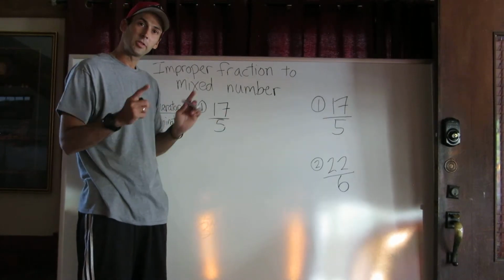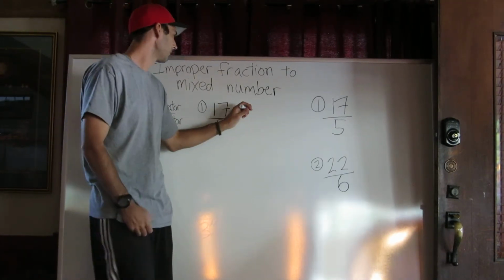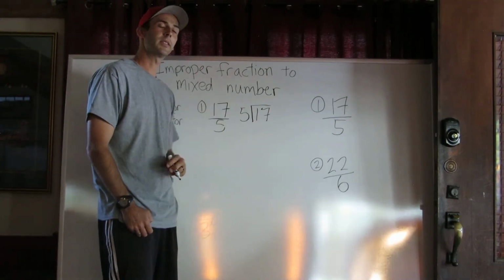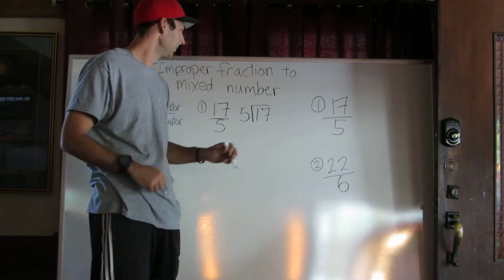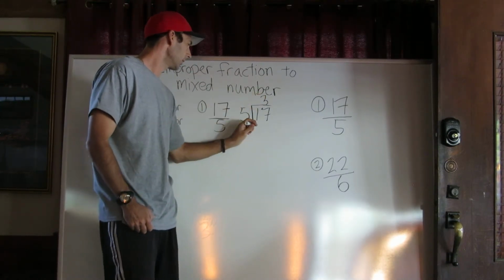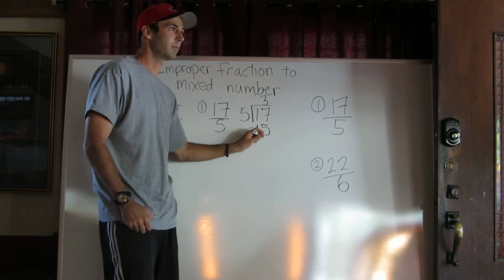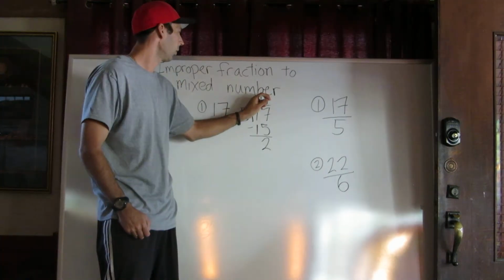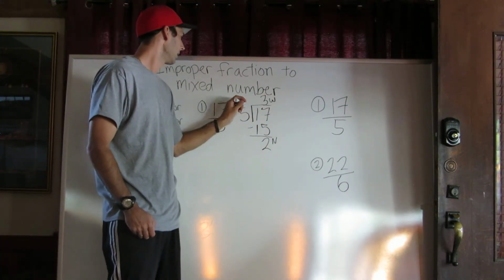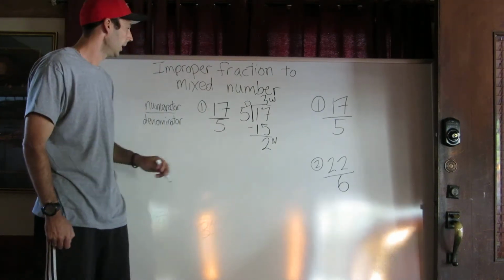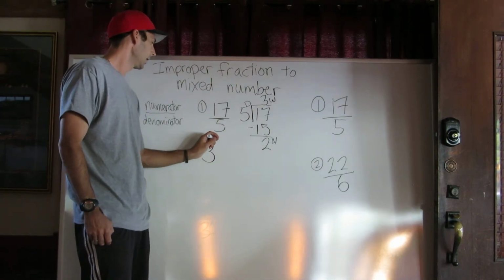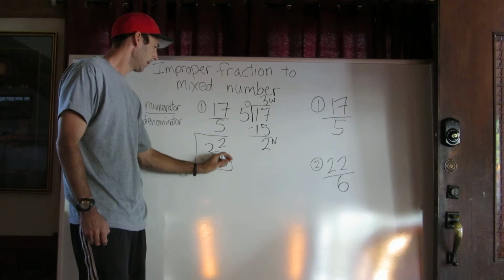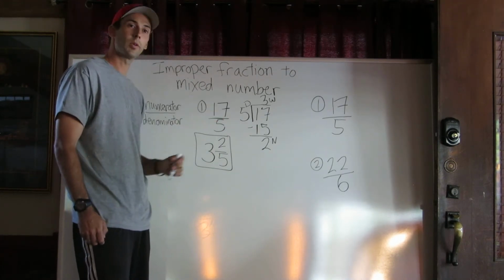What do we do for an improper fraction to a mixed number? We always divide. Numerator on the inside, denominator on the outside, and we ask ourselves, how many times does 5 go into 17? And it goes in 3 times. 5 times 3 is 15. Subtract, and we get a remainder of 2. Once we get our remainder, we're done. And again, whole number, numerator, denominator. And we rewrite it. 3 and 2 fifths. Good job if you got it right. If not, check your work and see what you did wrong.